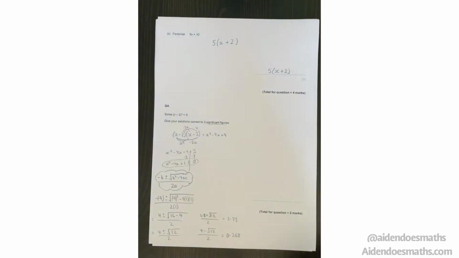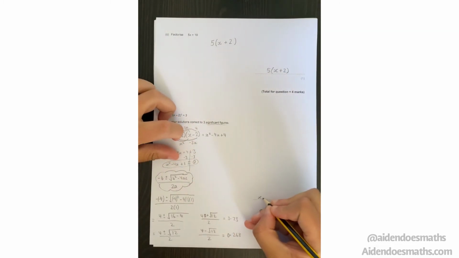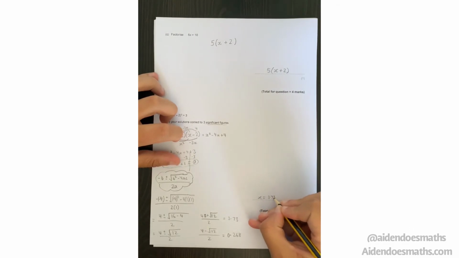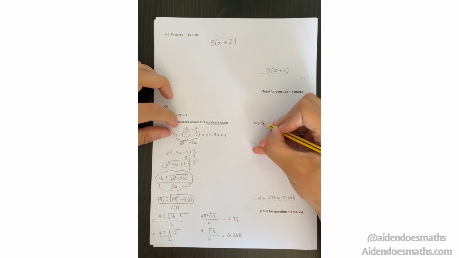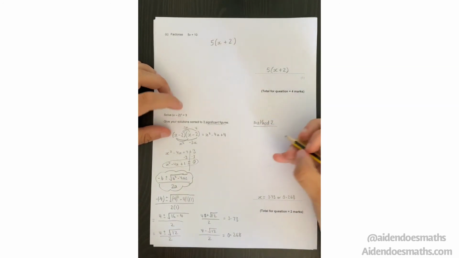So that's your method 1. Your solutions are going to be x equals 3.73 or 0.268. Okay, let's just have a look at method 2 as well, which you might not have thought about.